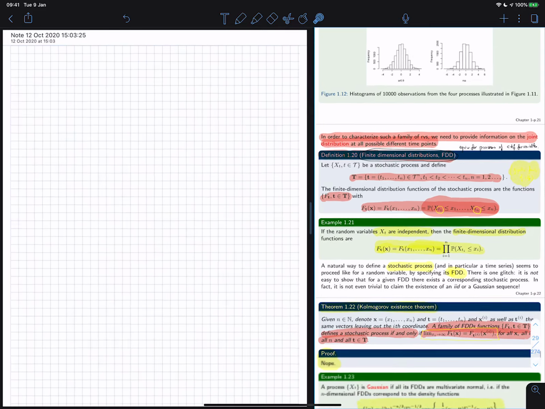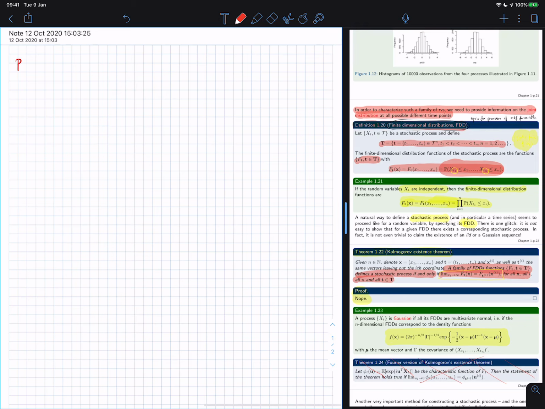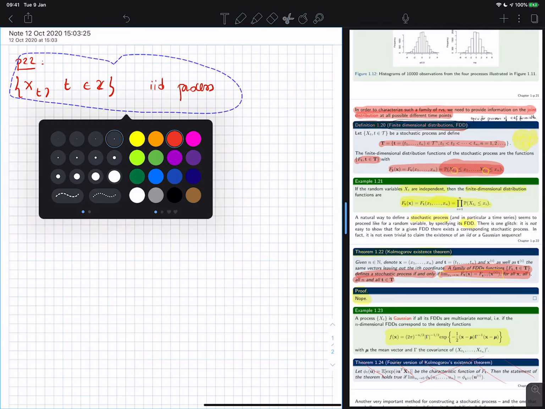So maybe I'll do this example again just to make sure that you're all at ease with this. We are on page 22. If your process X_t, with t in Z, is an IID process, and I remind you, IID means independent and identically distributed. I hope everybody knows this.